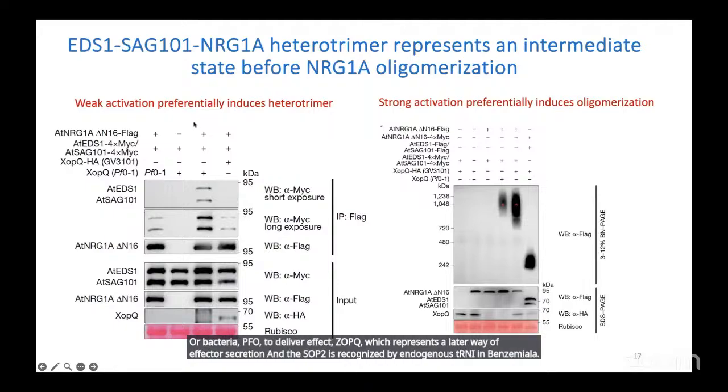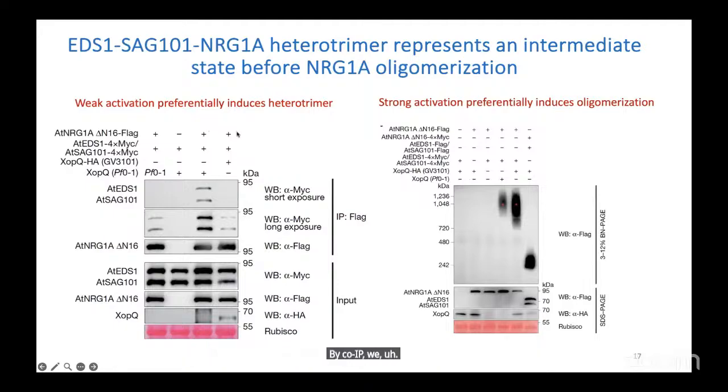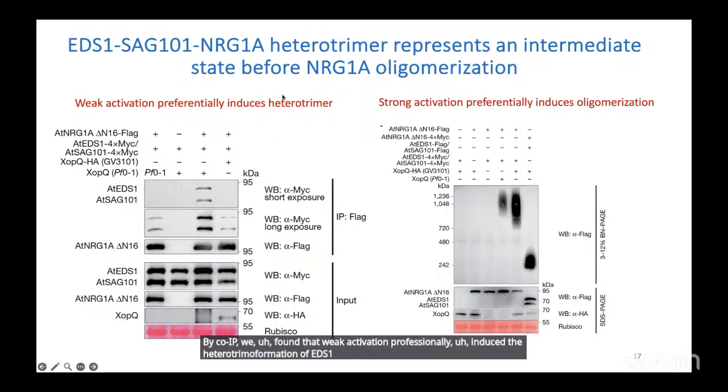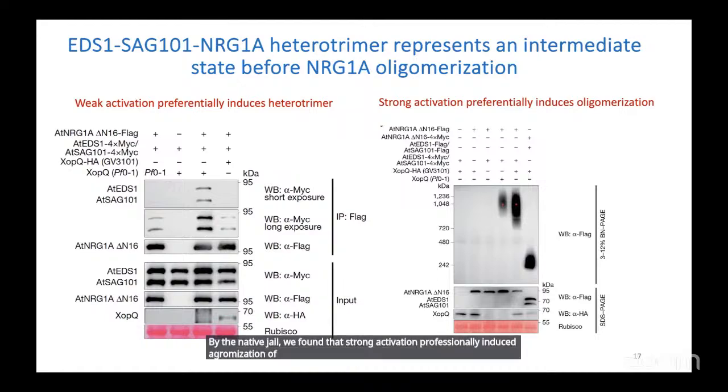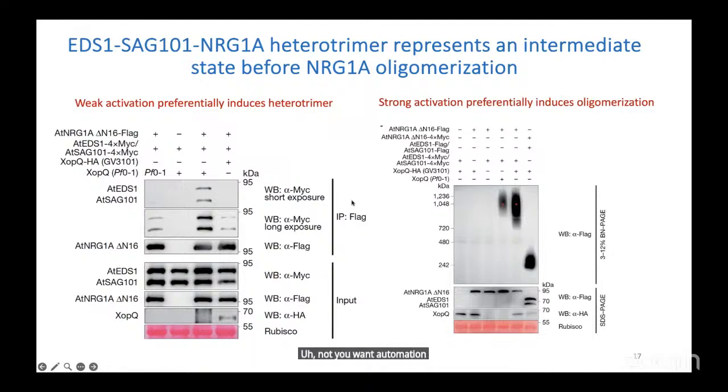By co-IP, we found that weak activation preferentially induced the heterotrimer formation of EDS1, SAG101, NRG1. By blue native gel, we found that strong activation preferentially induced oligomerization of NRG1. And this study suggests that the EDS1, SAG101, NRG1 heterotrimer likely represents the intermediate state before NRG1 oligomerization.